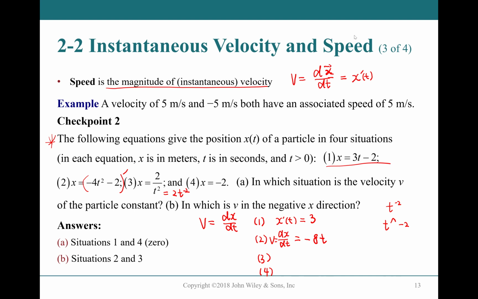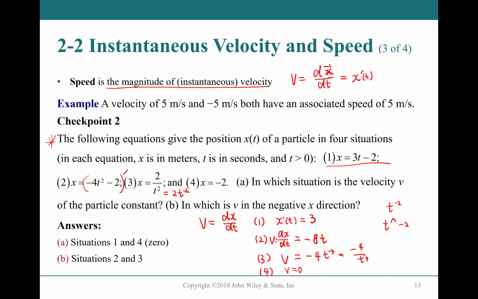Okay, let me see. Very good, very good. So number 3 is v equals negative 4 t to the power of negative 3, so it's negative 4 over t cubed. And number 4 is 0. Taking the derivative of negative 2 t to the power of negative 2 gives negative 4 t to the power of negative 3.